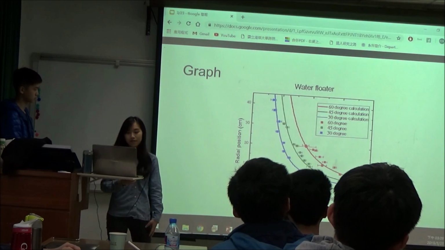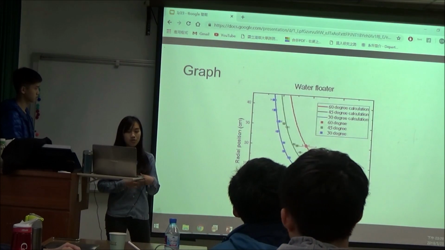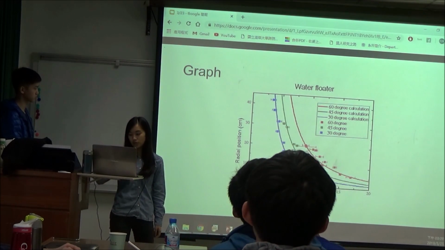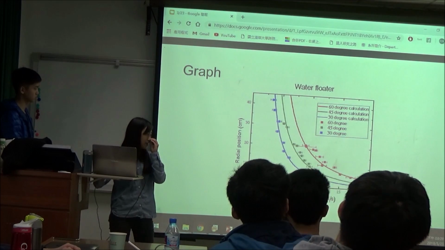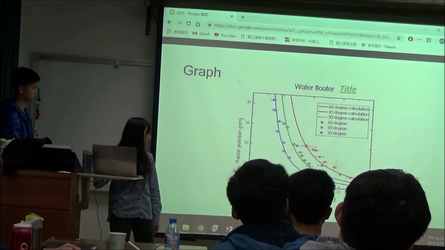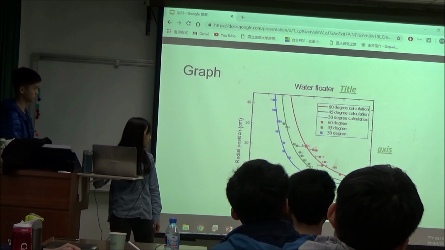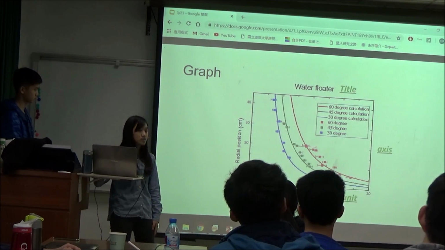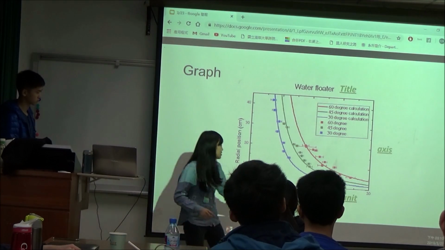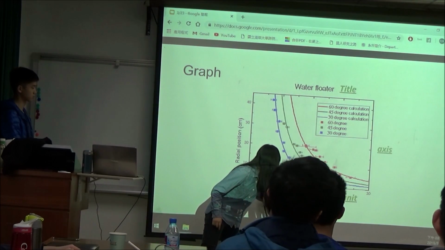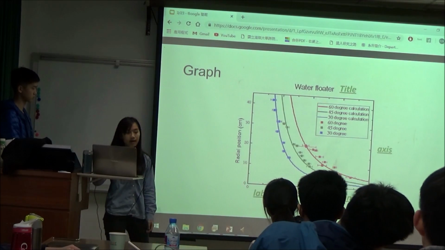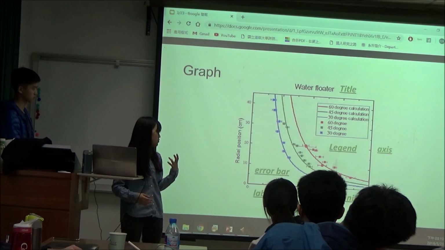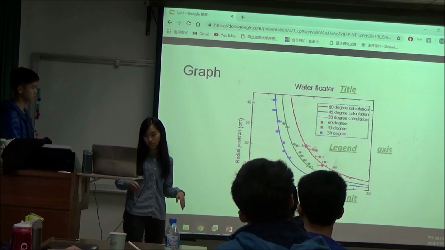So what is the graph that we can draw? It's the graph that the guy likes. First of all, we check that the graph has every element that we talked about. You have the title, the axes, the correct labels, and the units. For the units, please leave a blank between the label and the units. And you have the error bar and the legend to tell everybody what each item is.